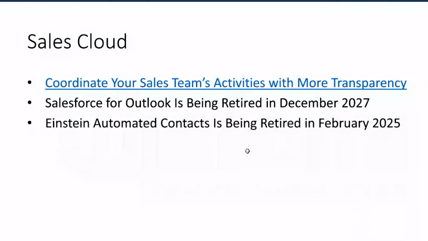Once Einstein automated contacts is retired, Salesforce will no longer suggest new contacts or opportunity contact roles, and users will lose access to the related suggestions. So we'll have to check the instant activity capture. Wherever this contact creation is enabled, we have to upgrade it.